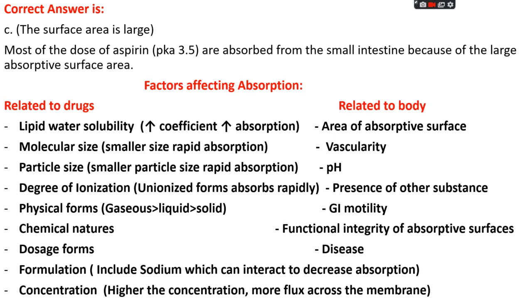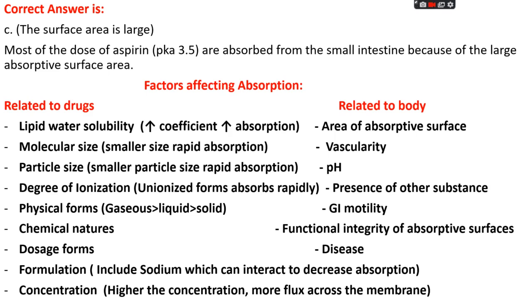Now the factors related to the body. First, the absorptive surface area: the larger the area, the more it promotes absorption. Most drugs are absorbed in the small intestine, and although aspirin is an acidic drug, it is absorbed there because of the larger absorptive surface area. Second is vascularity: an area or organ rich in vascularity has rapid absorption.